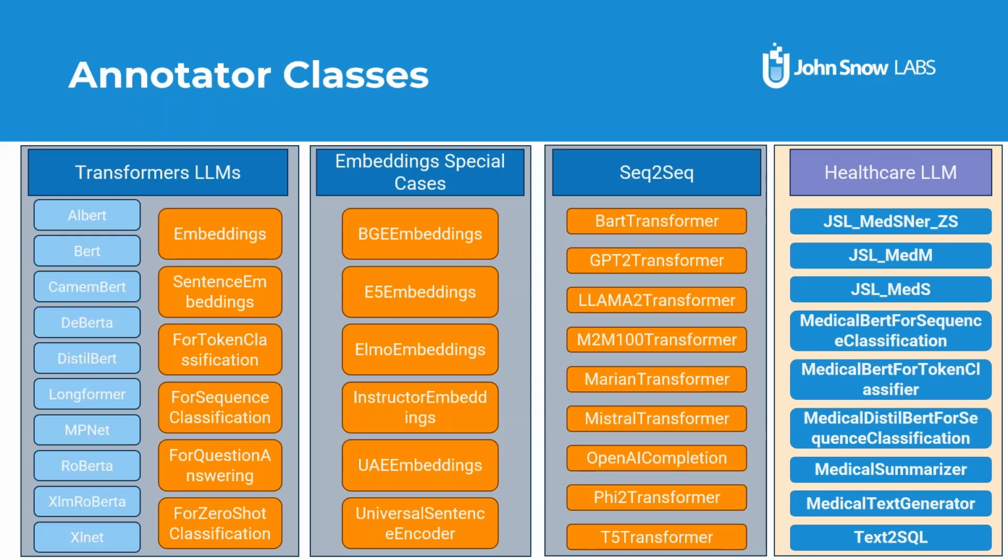So let's say named entity recognition, and so on. We have a medical summarizer, medical text generator. So we have all of those models that were fine-tuned or trained from scratch on healthcare data sets, both open sourced ones and our own private data sets from John Snow Labs.